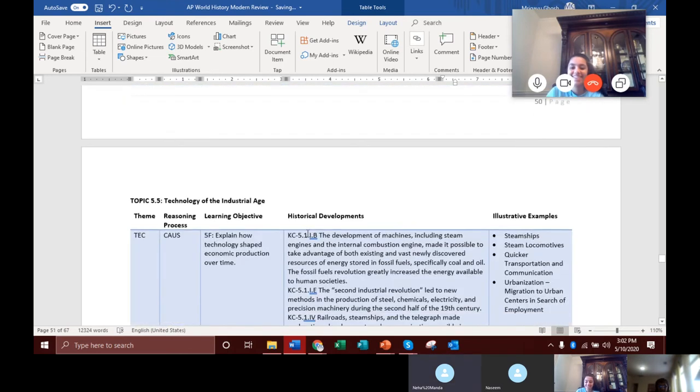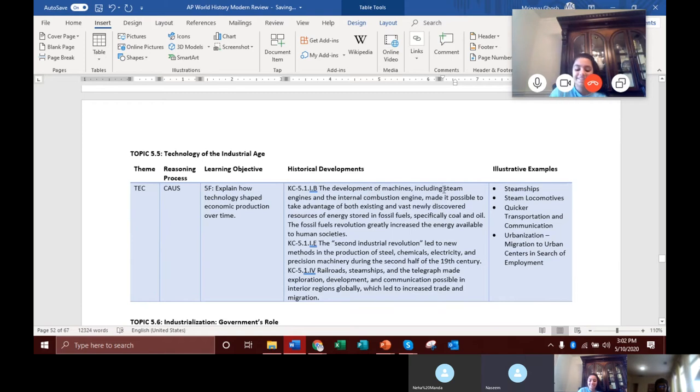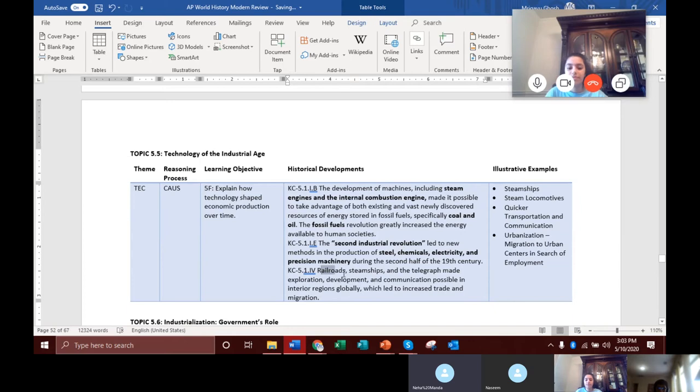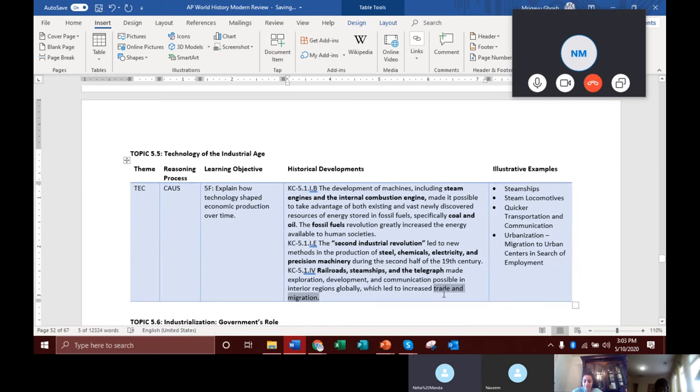Technology of the industrial age. We're looking at machines, steam engines, and the internal combustion engine. We're looking at fossil fuels, right? Coal and oil specifically. What is the second industrial revolution? Basically the first one was like Britain, right? So I guess that's a diffusion, and this one is more about chemicals and electricity. Steel, oil, electricity, communication. So we're looking at communication and transportation, and that led to trade and migration. Those are the big things.